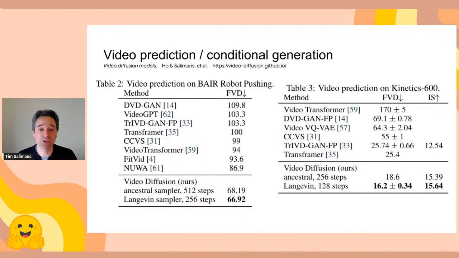Another video prediction task is Kinetics. So Kinetics is a collection of videos like you might encounter on YouTube of people performing various actions. And also there the predictions work quite well, especially if we use more fancy sampling methods like Langevin diffusion. I'll say a bit more about that later.